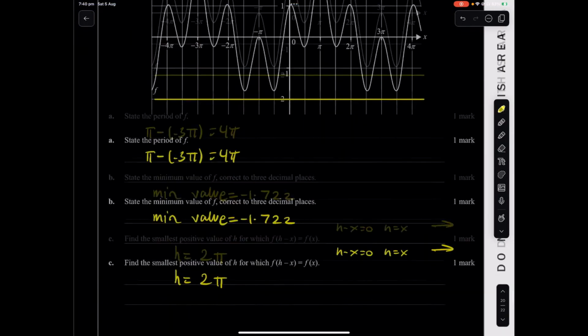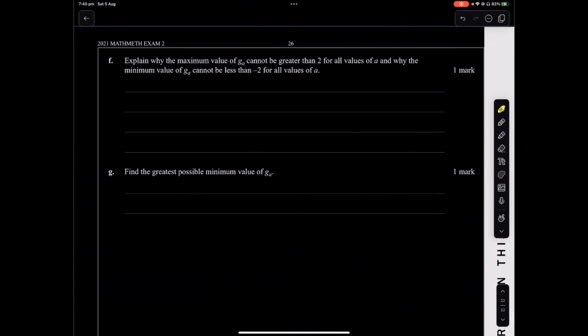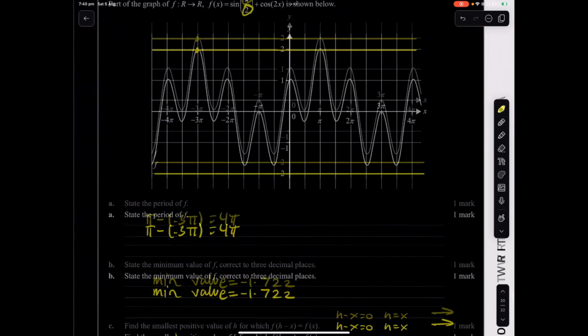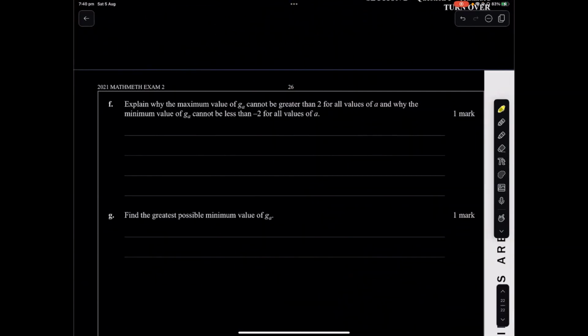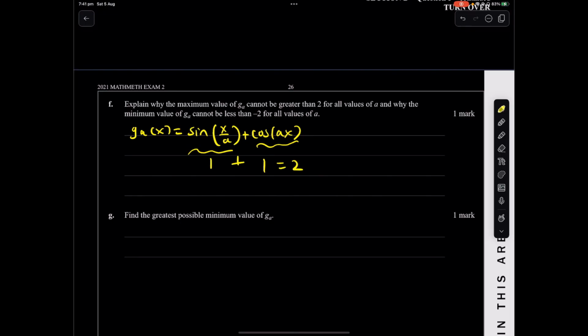What I'm going to do is graph it. Explain the maximum value cannot be greater than 2, or why the minimum value cannot be less than negative 2. Isn't it just the addition of 2 functions? g_a(x) is equal to sine of x over a plus cos of ax. The amplitude of this one is 1, plus the amplitude of this is 1, so 2. Your maximum value will be 2.